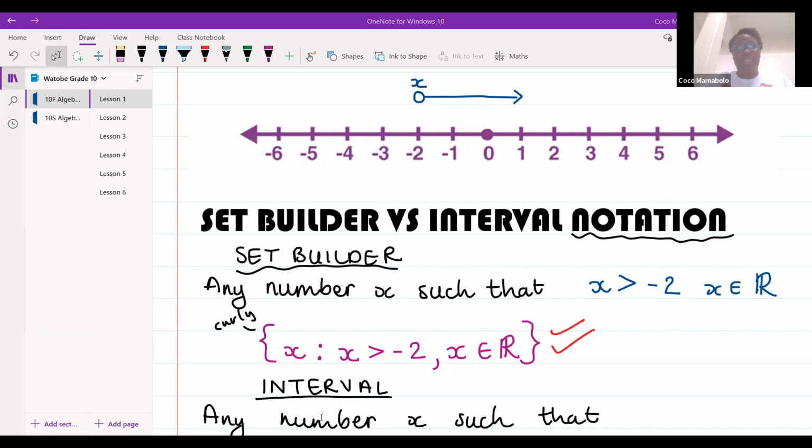Okay, X such that X is greater. Oh, no, that's not it. Greater than, there we go, -2. I'm struggling too, guys. And X is an element of real numbers. Got it, yes. Okay, Lufuno, you're missing a -2 and you're also missing element of real numbers. That's it, Unati, and you're missing your curly brackets. The curly brackets are very important. Well done, Teacher Kat. Look at you.